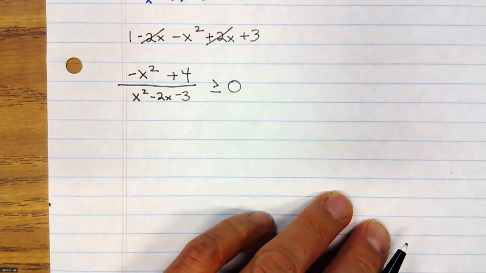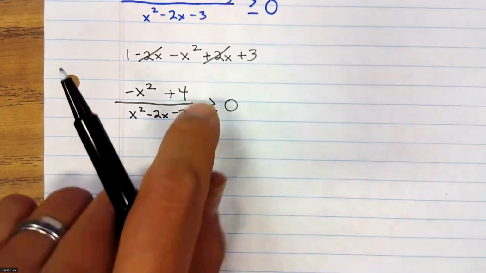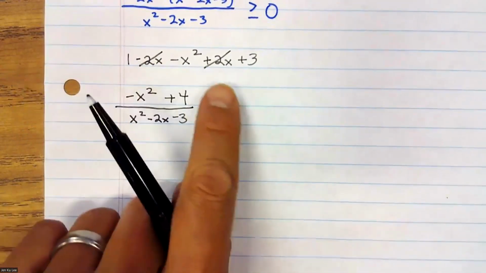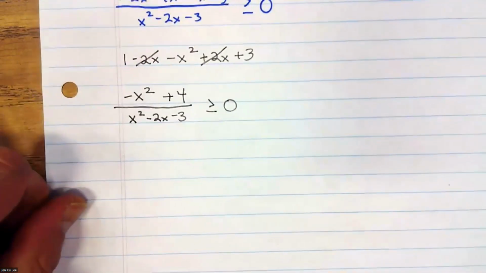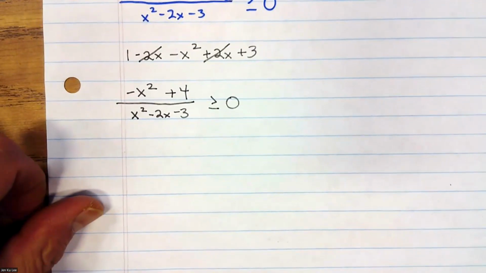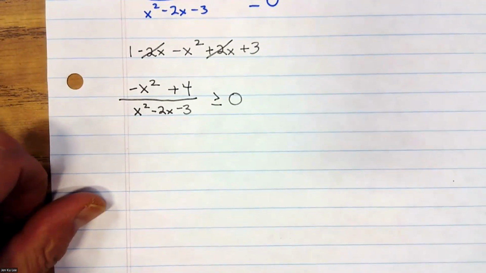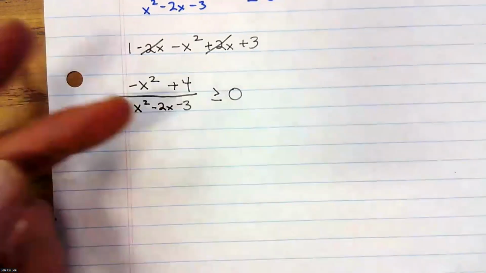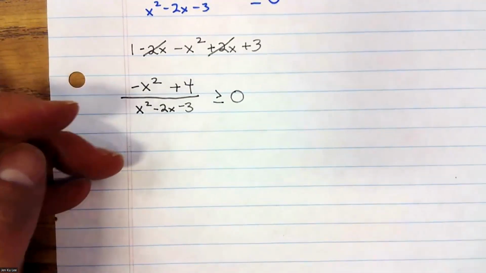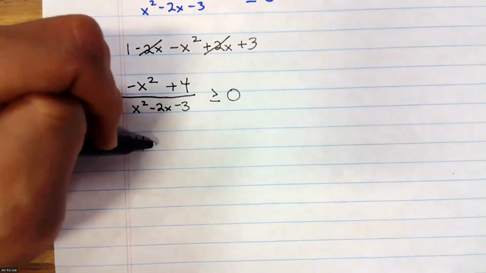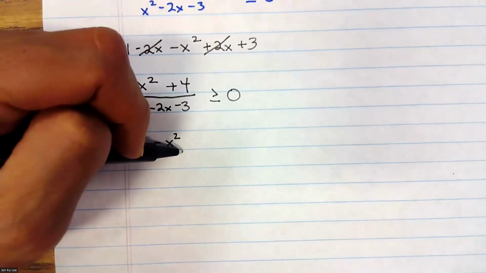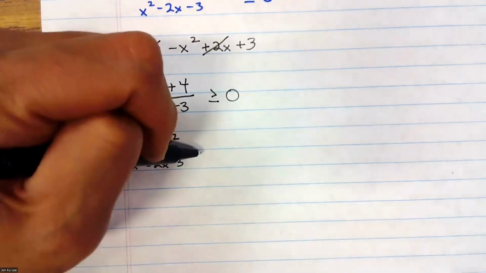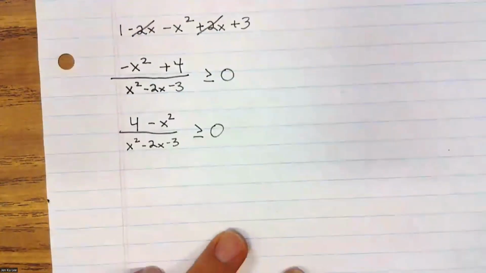What are we canceling from? Negative 2x plus 2x, that's a 0. Yeah, they cancel out. Since this is a minus, class, I'm going to flip this. So it's 4 minus x squared over x squared minus 2x minus 3 greater than or equal to 0, right?